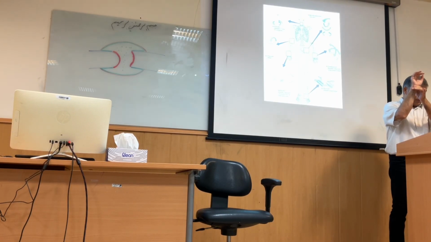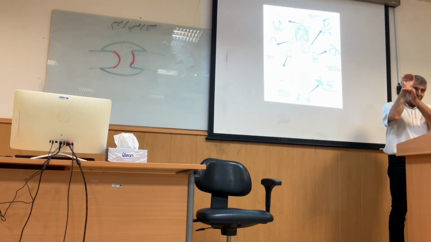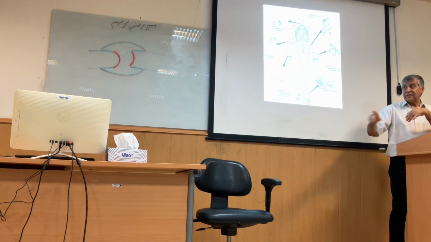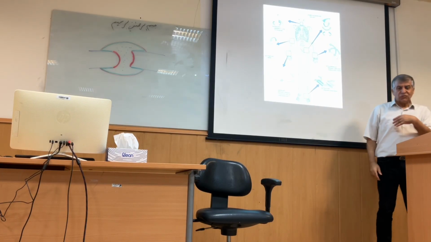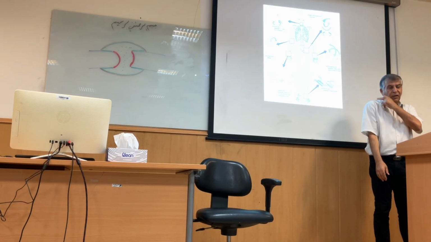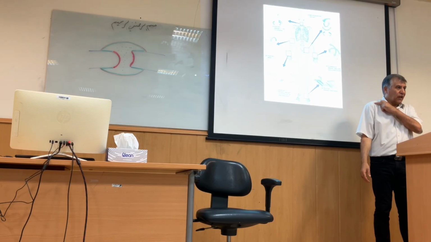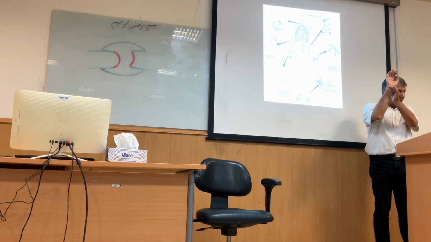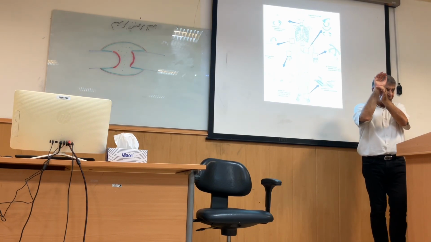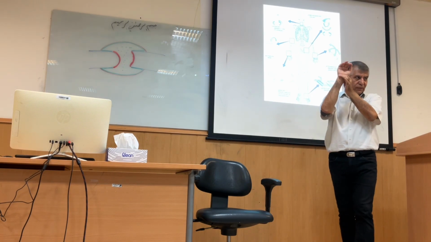Carpal bones articulate together. The type of this articulation is plane. Plane joints in the upper limb are found in two areas: the acromioclavicular joint and, what is the name of this joint? The intercarpal joint.